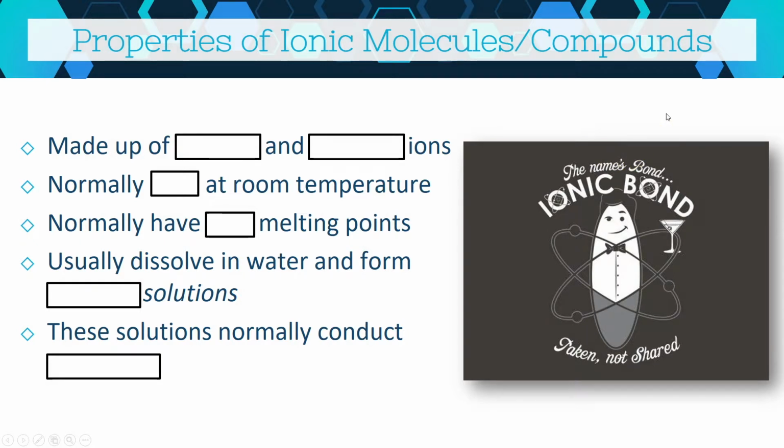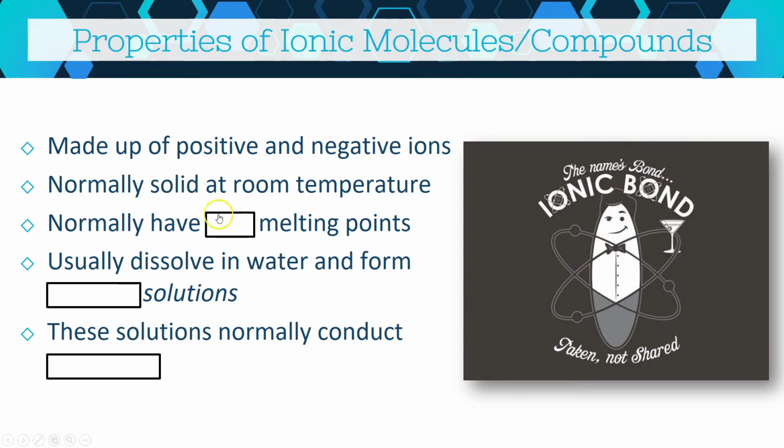Some properties of ionic molecules and compounds. As we've already said, they're made up of positive and negative ions. And the reason I keep going over this is it's really important for you to understand that, because there are times when you can break those bonds and they're going to break back into these ions. They also tend to be normally solid at room temperature. Their melting points tend to be on the high side, and they tend to dissolve in water and form what we call aqueous solutions.